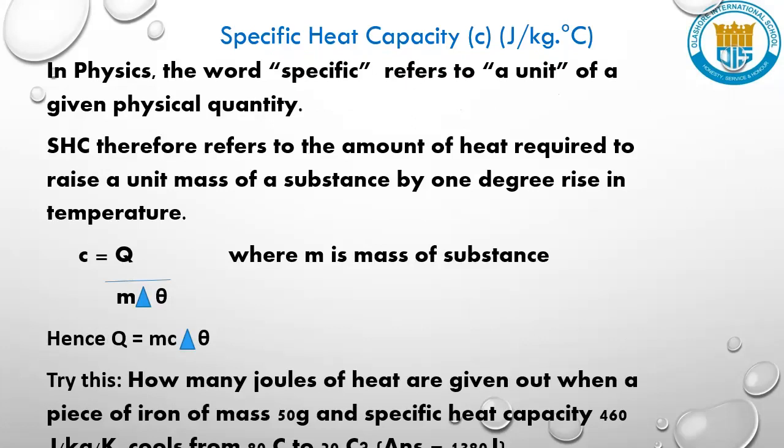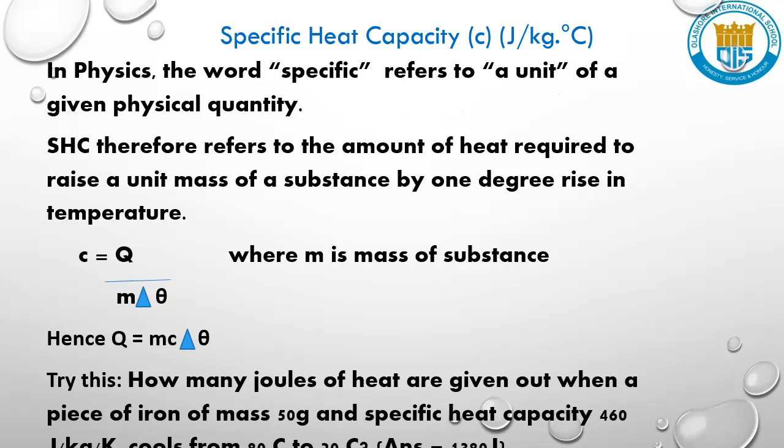Now, let's look at specific heat capacity. That one is given by small letter c. The word specific refers to a unit. So when you hear specific density, it refers to density of a unit mass of a substance. When you hear specific heat capacity, it also refers to a unit of anything that you are referring to. So in this case, SHC refers to the amount of heat required to raise a unit mass of a substance by 1 degree rise in temperature.